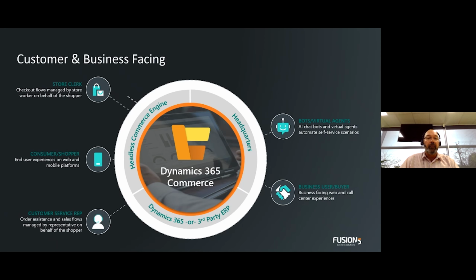Then we have our people on the front. We can have our store clerk who can take the orders through the commerce platform. We have our bots and our virtual agents, where the customer can go online and interact with an AI agent that's going to help them select the right product that they're looking for. And then we have our service reps that can go out in the field and actually visit your customers with a tablet and order on their behalf through the commerce platform.